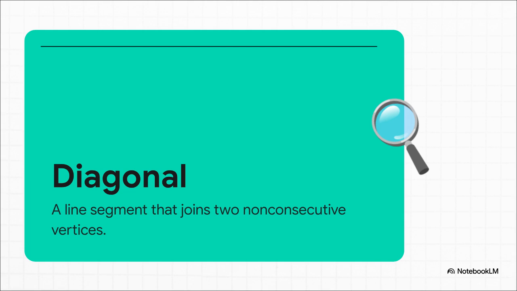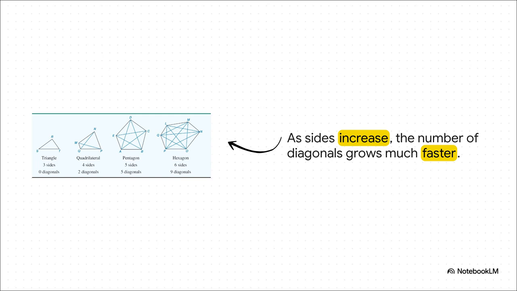Well, think about the vertices, the corners of the polygon. A normal side connects 2 corners that are right next to each other. They're consecutive. But a diagonal is a special line that kind of plays leapfrog. It connects 2 vertices that are not next to each other, skipping over at least one corner in between. And this slide just lays it out so clearly.